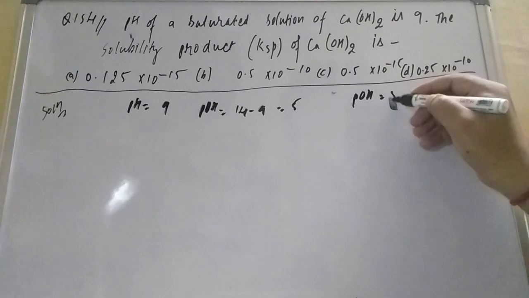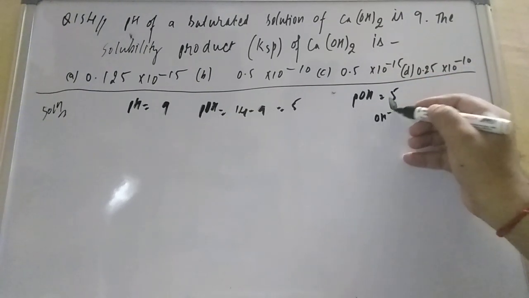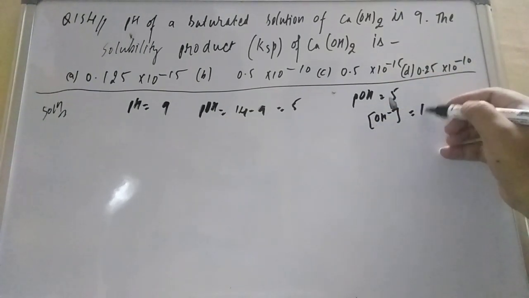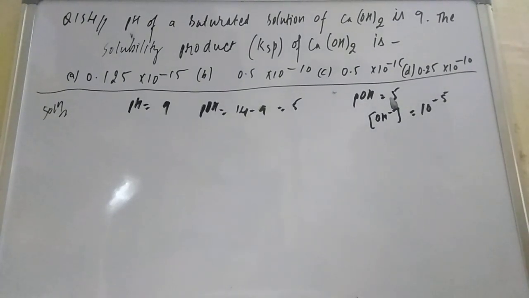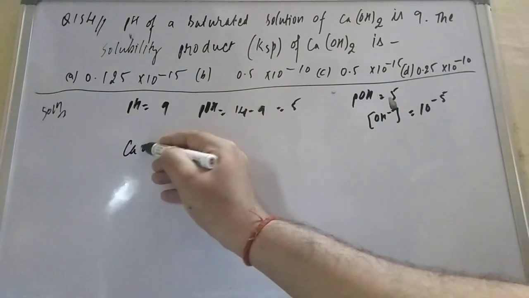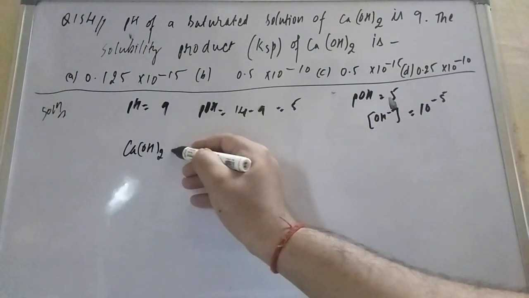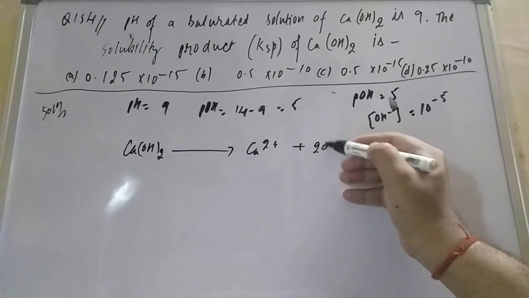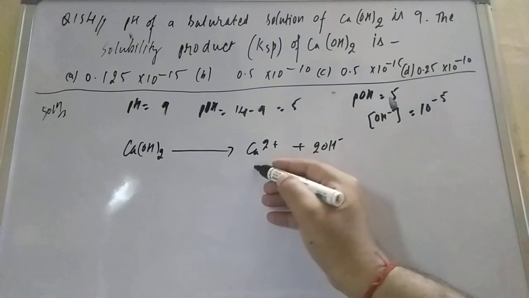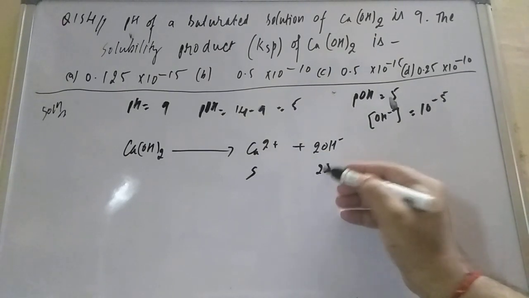pOH is equal to 5, and if you want the OH⁻ concentration, how much? 10 power minus 5 will go. Okay, this is the concentration. Now students, you see calcium hydroxide is there, and if you ionize calcium hydroxide, it will give Ca²⁺ and 2OH⁻. Okay, the solubility, suppose this is S, so this will be 2S.